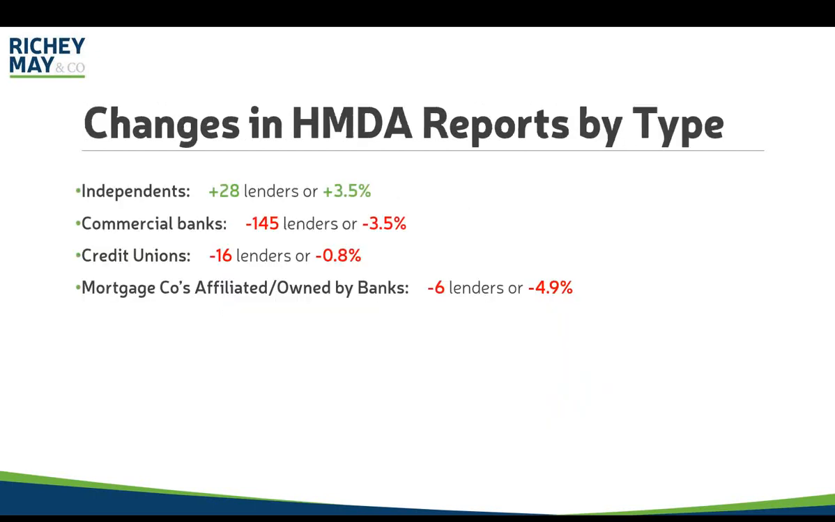In total, there was a net decrease in HMDA reporters by 139 lenders, or a decrease of 2% over the 2015 totals. All the decreases were among commercial banks, credit unions, and mortgage companies affiliated or owned by banks. And then independents added a net of 28 lenders since 2014.